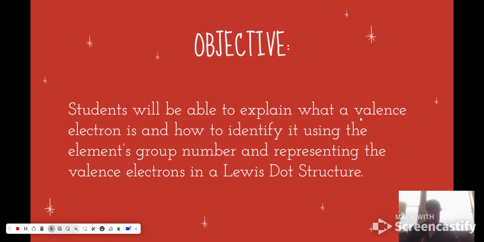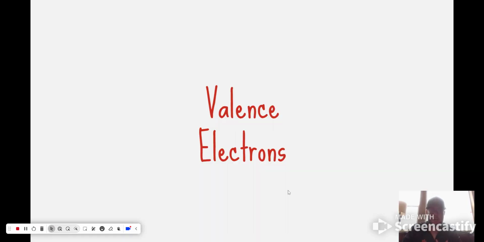The objective is up on the board. I've talked about what we're going to be doing, but you'll be able to determine the amount of valence electrons from the periodic table today. You'll be able to draw them out. You'll be able to draw out Lewis dot structures, and then you should also be able to tell me what elements bond with each other based upon where they're at. So let's go ahead and get into that.